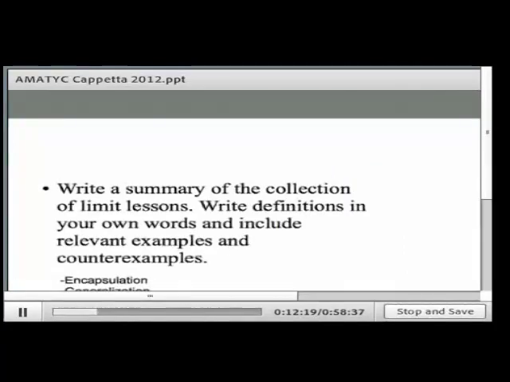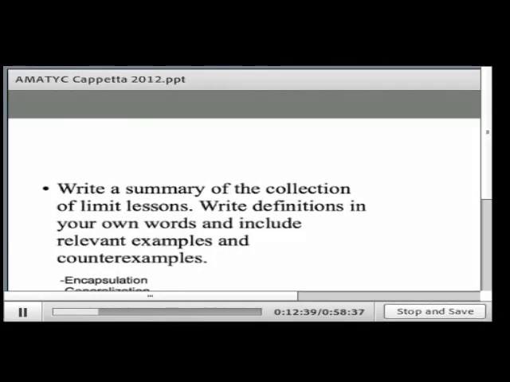We talked about writing before. I am a person who believes that writing helps people develop conceptual understanding. So I like these sorts of questions, namely write a summary of the collection of limit lessons, write definitions in your own words, and include relevant examples and counterexamples.